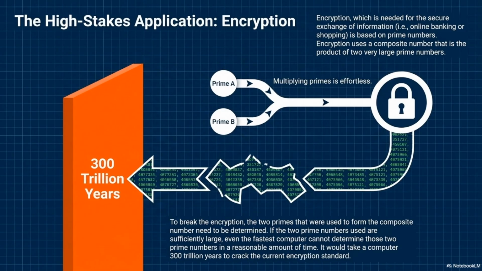This raises an important question: just how valuable are these numbers? Yeah. Because the asymmetry of the computation is what keeps your bank account safe. Multiplying takes a millisecond. Factoring takes longer than the lifespan of the universe.